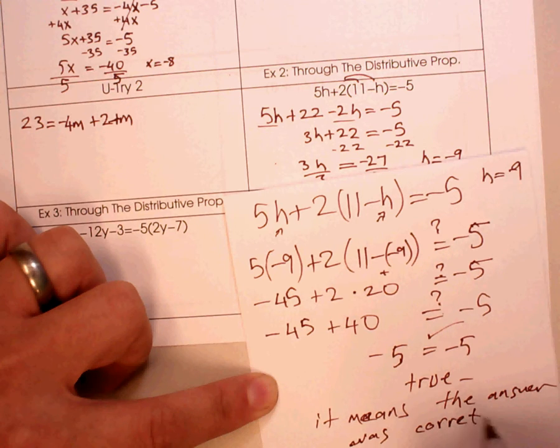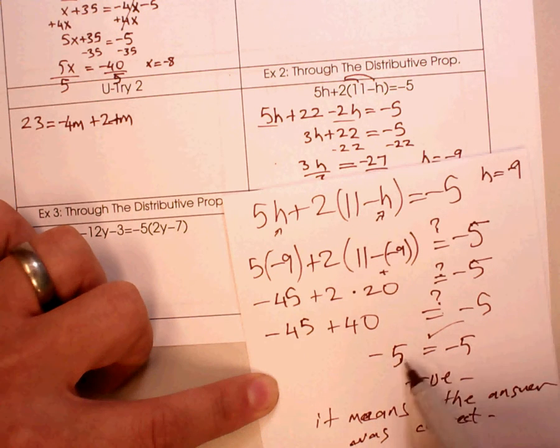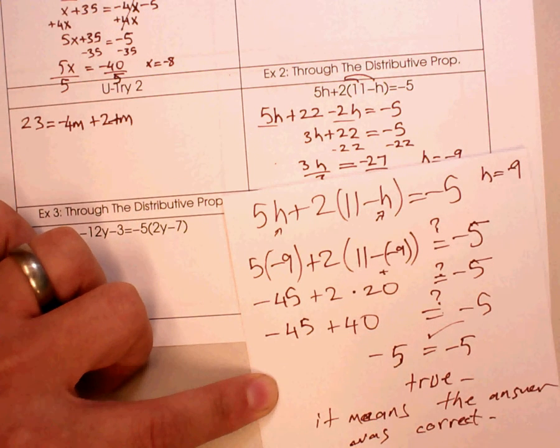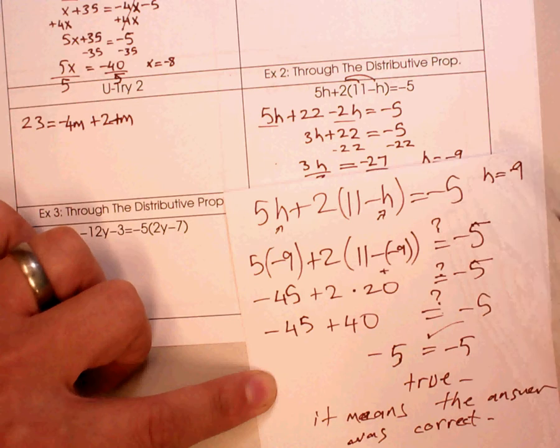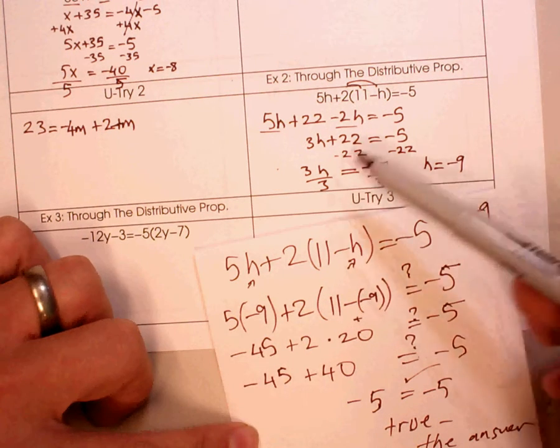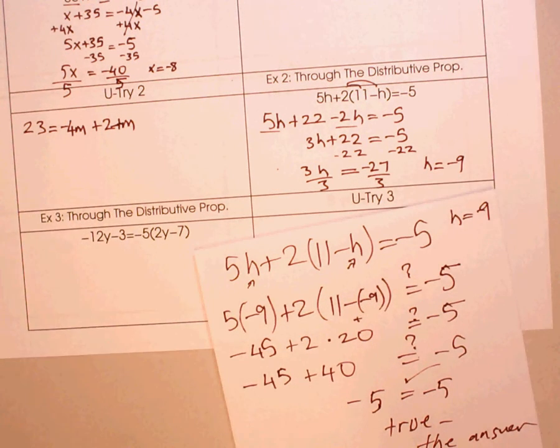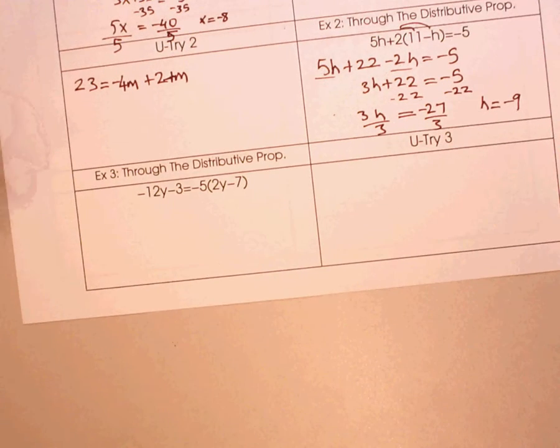If you end up with a solution where you don't have a true result, then it's an indication that there was an error in your solution, so you would go back and check your steps and hopefully find that error in the solution. Let's look at our next example.